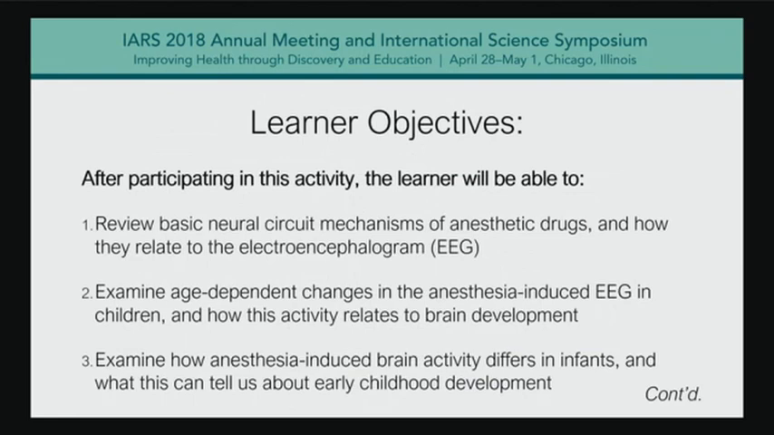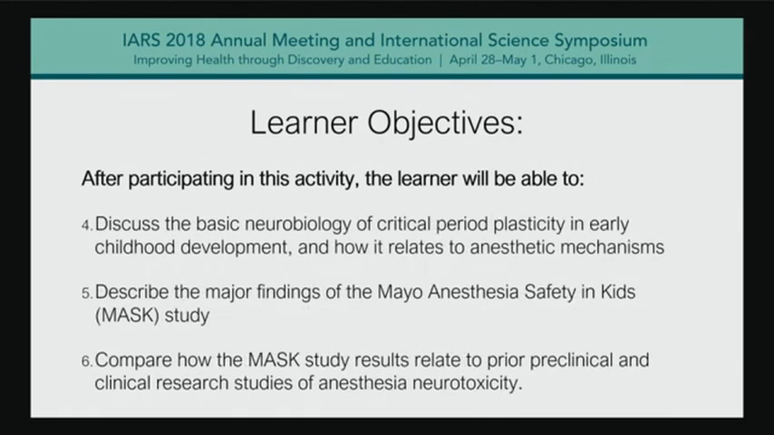Our learner objectives for this session today are to review the basic neural circuit mechanisms of anesthetic drugs and how they relate to the electroencephalogram. We're going to examine age-dependent changes in anesthetic-induced EEG in children and how this activity relates to brain development, and examine how anesthesia-induced brain activity differs in infants and children.